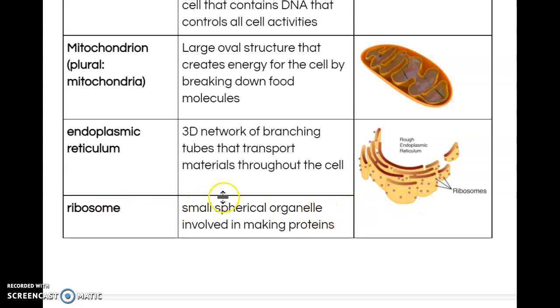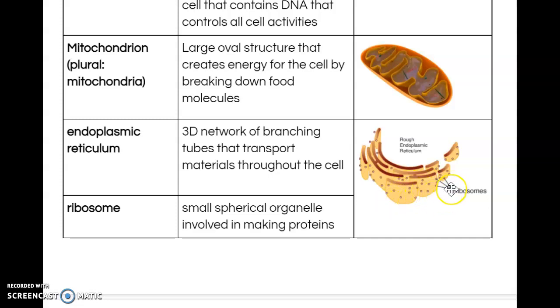They're called ribosomes. Okay, and the ribosomes are small spherical organelles involved in making proteins. And you have ribosomes that can be attached directly to the endoplasmic reticulum to make the rough endoplasmic reticulum, or you can have free-floating ribosomes.